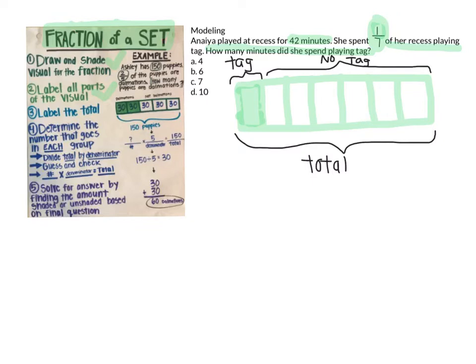Back to our anchor chart. My next step, step 3, is to label my total. My total I get from the problem. So go back to your problem to find the total. Anaya played at recess for 42 minutes. This is going to be our total time spent at recess, 42 minutes.